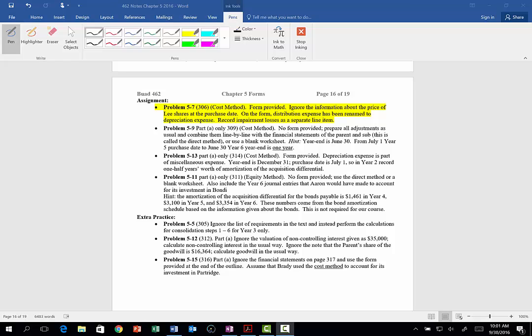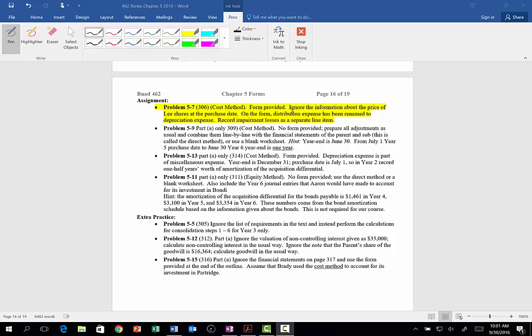Everyone. We're going to be doing problem 5-7 today, and it's a full consolidation problem from start to finish. So I'm going to go through all 7 steps with it. To start out, have a look at your notes, because there are a couple of things that we want to bring your attention to with the problem.